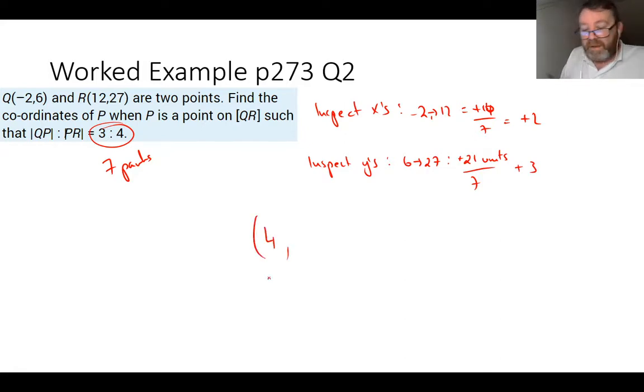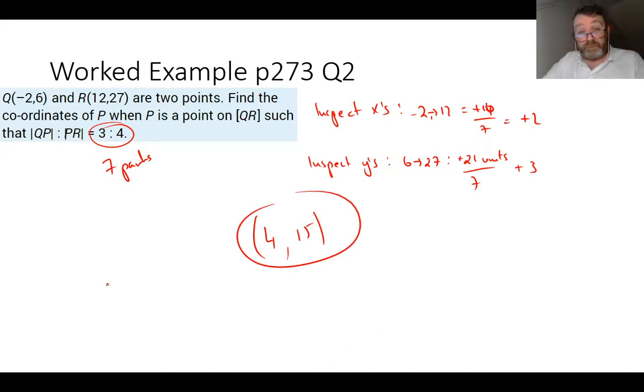Okay? And now let's do the same with the y. The y is broken into 7 parts. Each one of those parts is 3 units. And 3 of them happen before the point of division. 3 3s are 9. So you go to 6, you add on 9, and you get to 15. And that happens to be the point of division. That's P that they asked for. Yeah, find the coordinates of P.